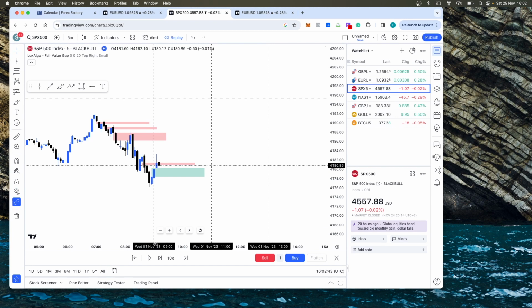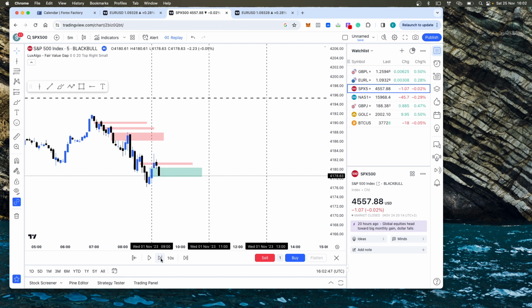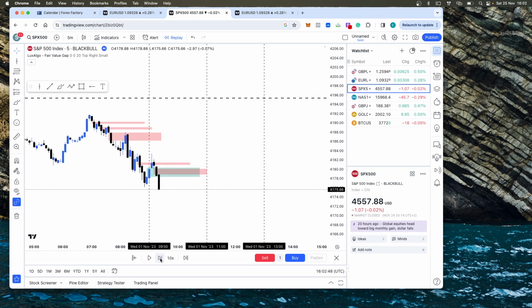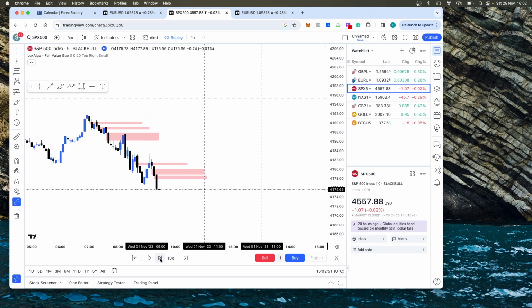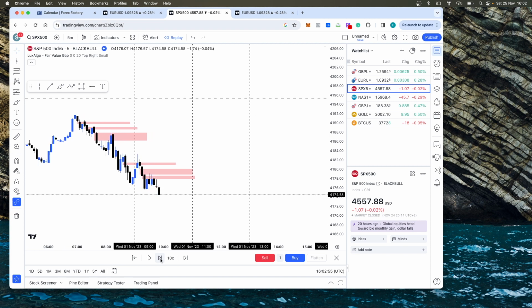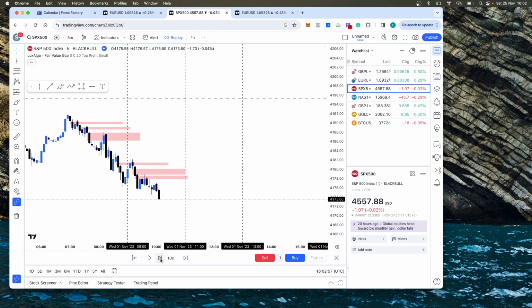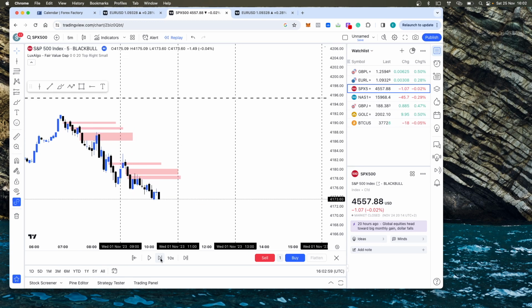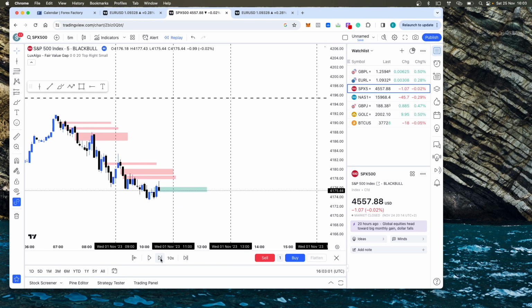But essentially what I'm looking for is a buy. So I'm looking for retracements into a bullish fair value gap. And right now, all I'm seeing is a whole bunch of bearish fair value gaps. So I am sitting on my hands until I see a setup on the 5 minute.